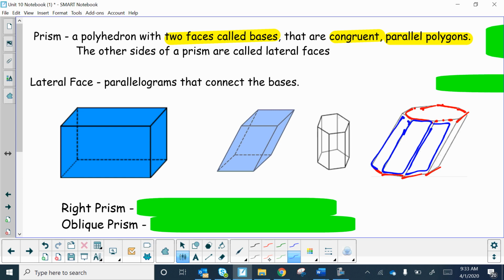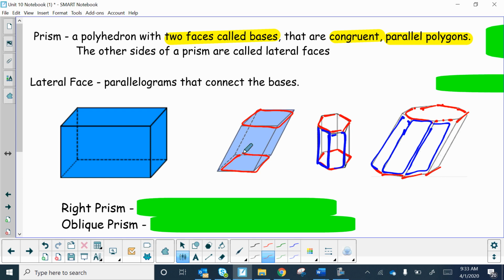And then on the next one over here, we have 1, 2, 3, 4, 5, 6 sides. That's a base. And you'll notice there's an identical and parallel hexagon down below it. And then you have all of these that are your lateral faces. Okay, in that case, those look like they could be rectangles, which rectangles are parallelograms. Okay, here's the base right here. Here's the base right here.